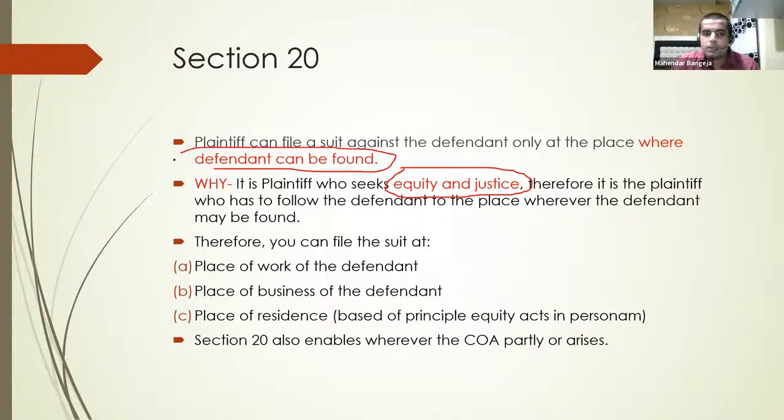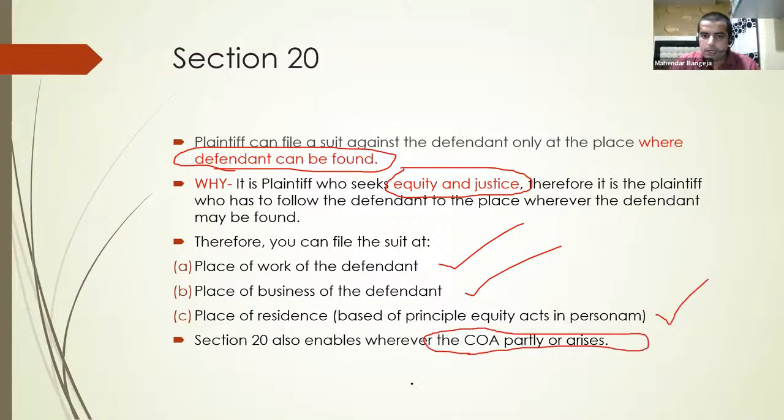मतलब ऐसा नहीं है कि plaintiff अपनी जगह में suit file करेगा. Plaintiff is seeking equity and justice, so he will have to take efforts to procure that justice. इसलिए he can file a suit where the defendant works, or where defendant has a place of business, and where the defendant has its residence, या जहाँ पर cause of action partly arise होता है. Clear है? इसमें कोई doubt?